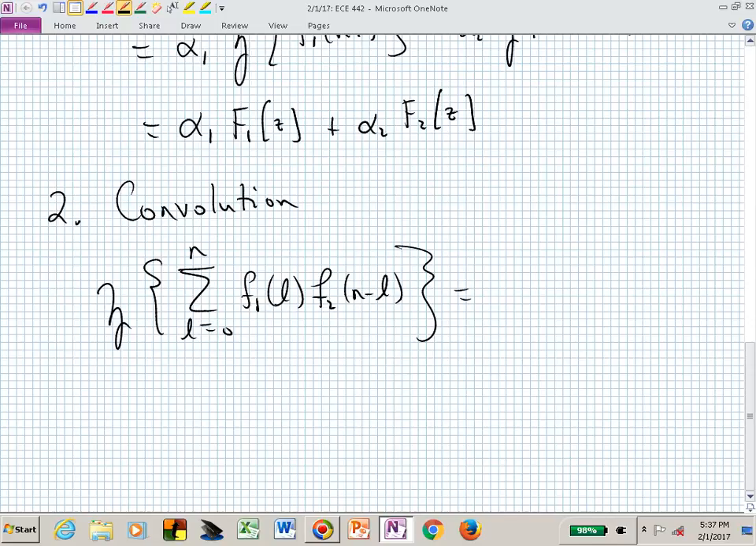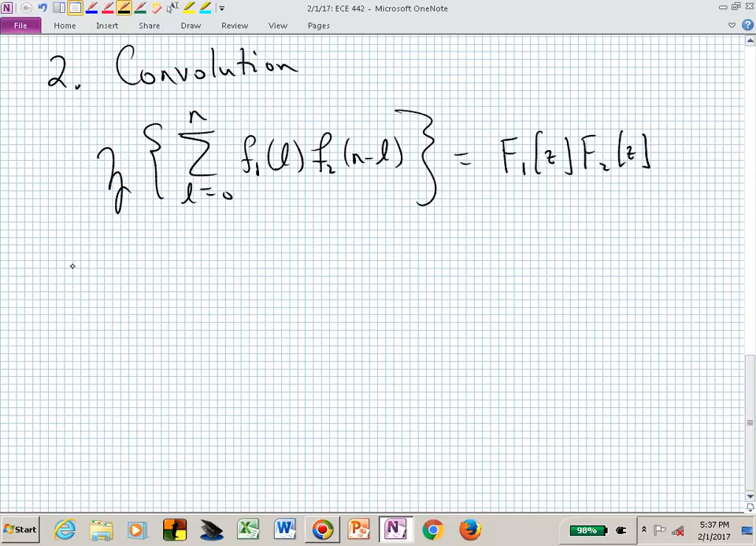For this discrete time convolution, the Z-transform is the product of the individual time domain waveforms' Z-transforms. And that's consistent with what you're used to seeing for the continuous time case. That's a lot of times why we like to go into the frequency domain. We don't have to worry about this convolution in the time domain. It's now consistent with a product in the frequency domain.